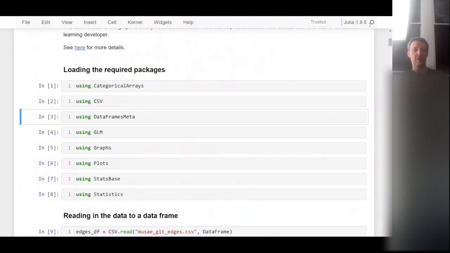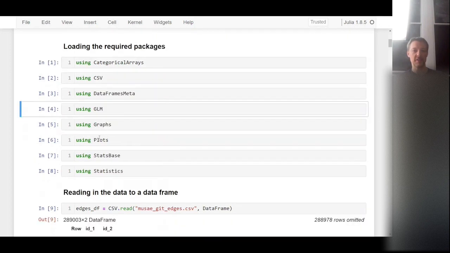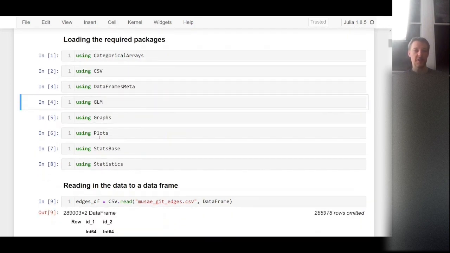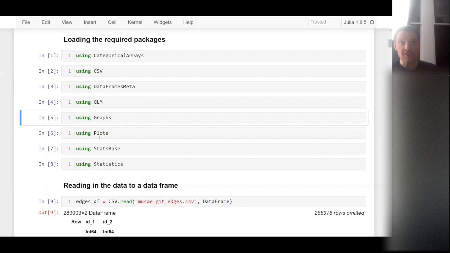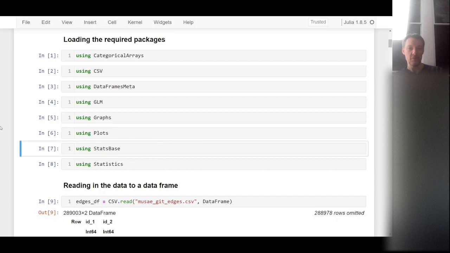DataFramesMeta, which we already saw on the first day of the course, is for working with data frames. GLM is a package for creating linear regression models. Graphs is a new package. This is a package in Julia for working with graphs, which is probably pretty easy to guess. Then we have the Plots package that you already know is for plotting, and two packages we already also used, StatsBase and Statistics, providing various statistical functions.